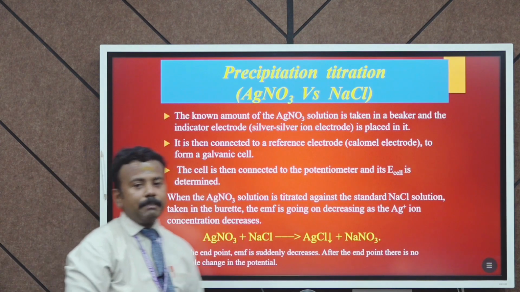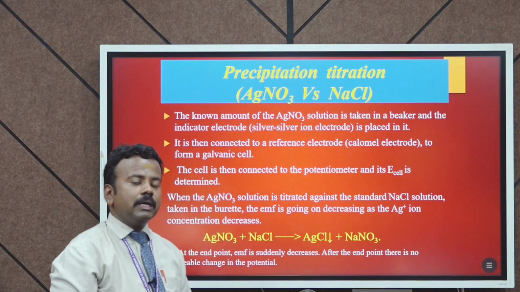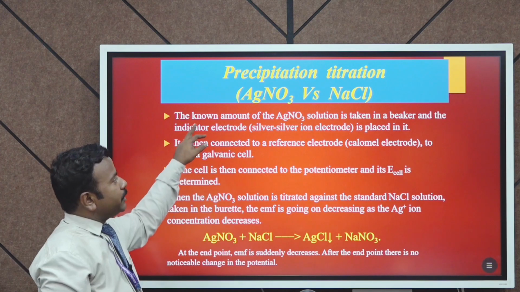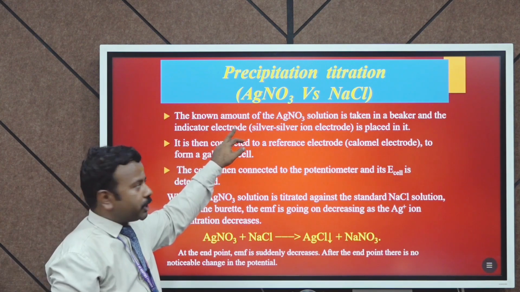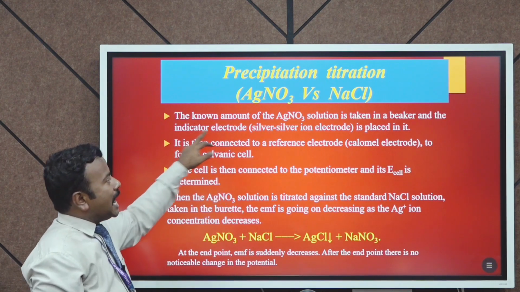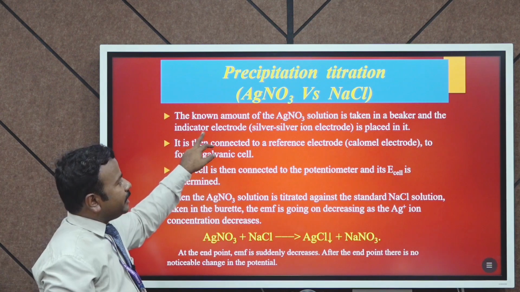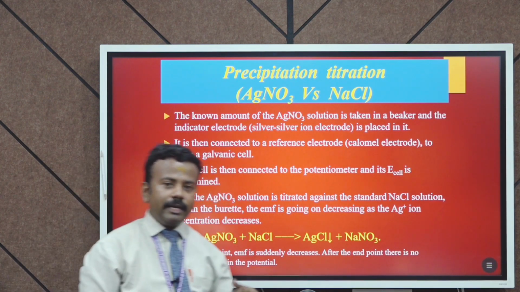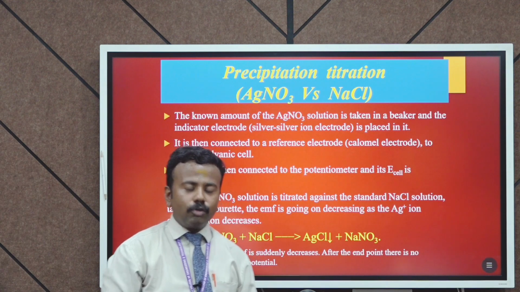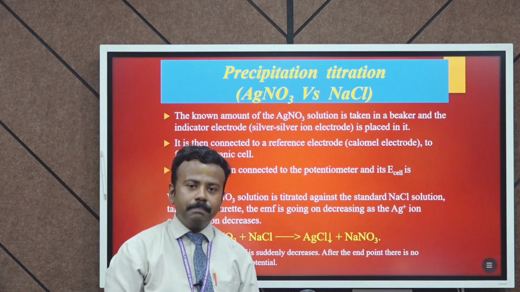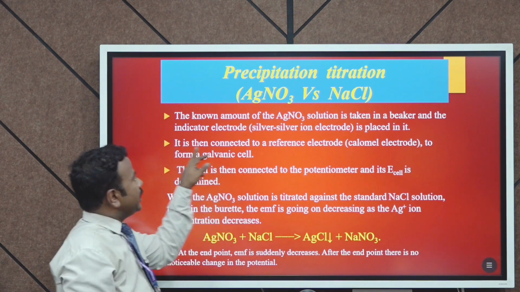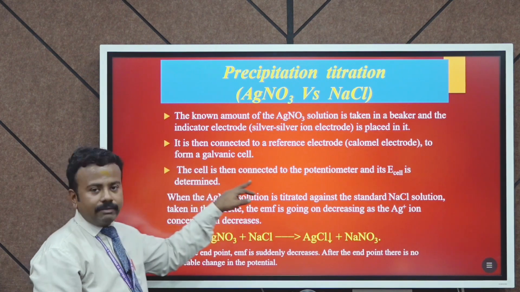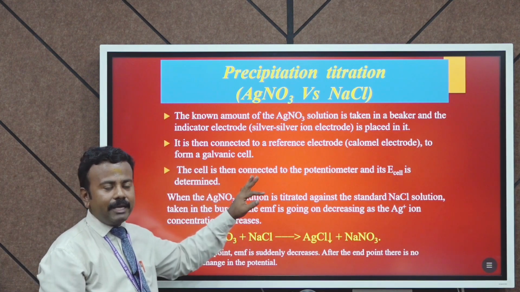Here is a precipitation titration, one of the potentiometric titrations we carried out: AgNO3 versus NaCl. A known amount of AgNO3 solution is taken in the beaker as the analyte. We use a silver ion electrode as the indicator electrode because the analyte solution contains silver. It is connected with the reference electrode, the calomel electrode. The cell is connected with the potentiometer, and E cell is determined.